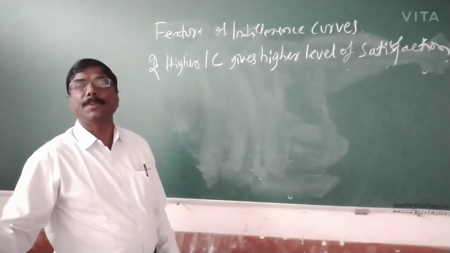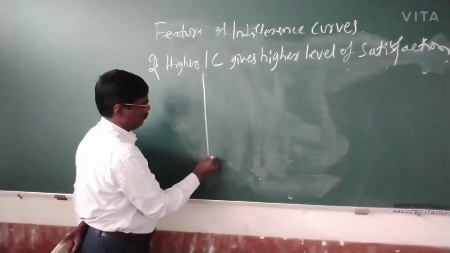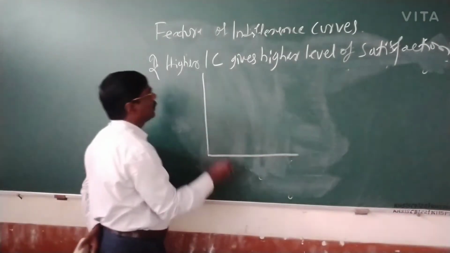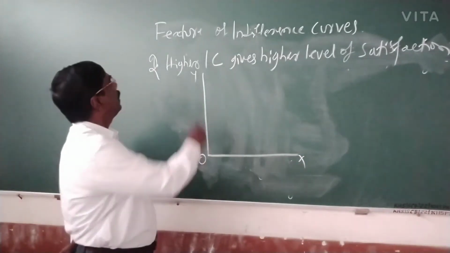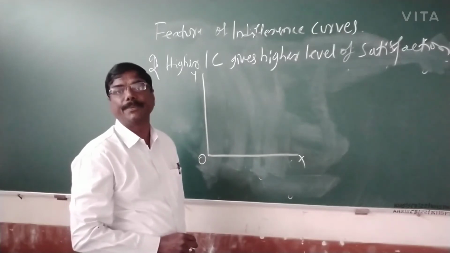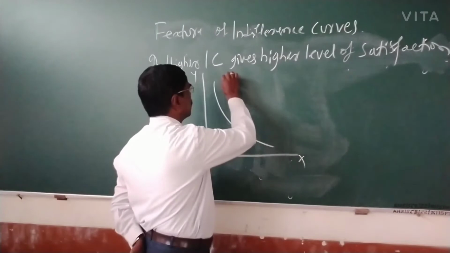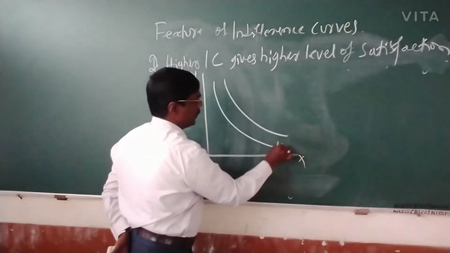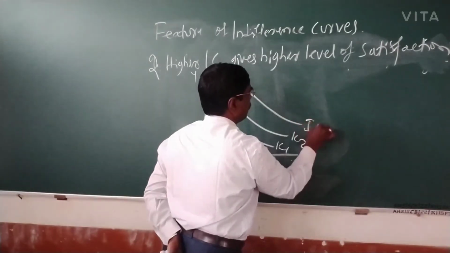This may be explained with the help of a diagram. Draw this figure. So it is Y and it is X. There are a set of indifference curves: IC1, IC2, say IC3.